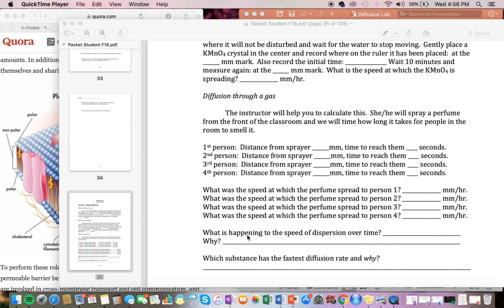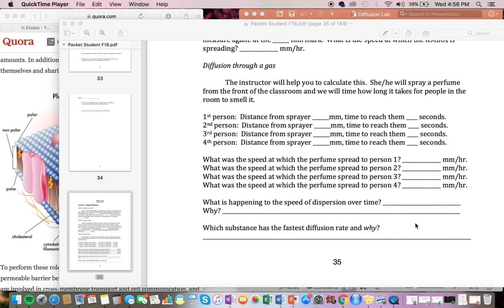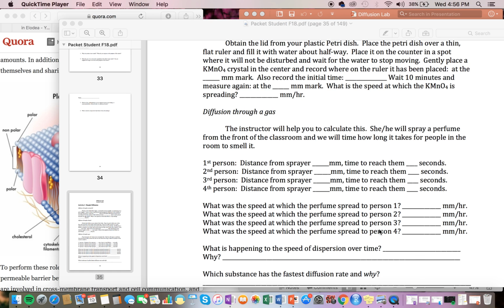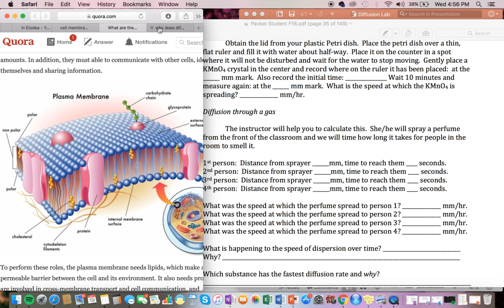So what is happening to the speed of dispersion over time? In your experiment, your numbers were a little off just because of experimental error, and that's totally fine. That happens a ton. But what it should really be is it's going to slow down over time. And why that is because as these molecules are moving through other gas molecules, they're losing momentum and energy, and so they're slowing down. Okay, so which substance has the fastest diffusion rate and why? And that is going to be our diffusion through a gas. And that's because there's lots of space in between.